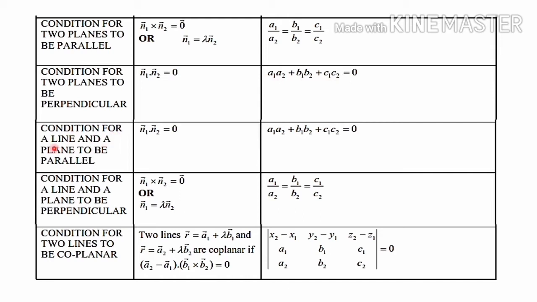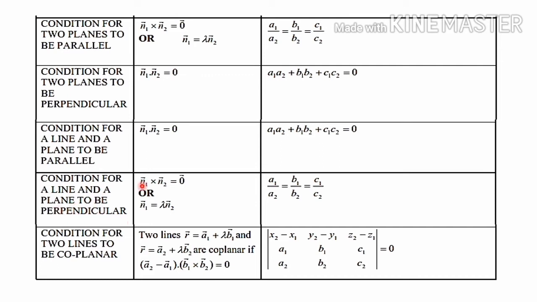Next, condition for a line and a plane to be parallel. Vector n1 dot vector n2 is equal to 0, and a1 a2 plus b1 b2 plus c1 c2 is equal to 0. This is for Cartesian form. And here these two conditions are same. Condition for two planes to be perpendicular and a condition for a line and a plane to be parallel, both are same condition.